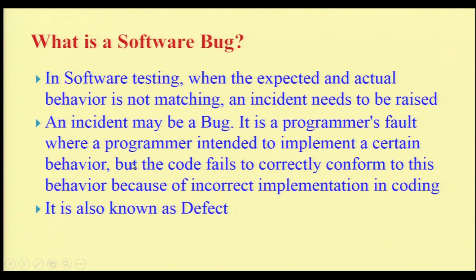What is a software bug? In software testing, when the expected and actual behavior is not matching, an incident needs to be raised. An incident may be a bug. A bug can be a defect. It is a programmer's fault where a programmer intended to implement a certain behavior, but the code fails to correctly conform to this behavior because of incorrect implementation in coding. A bug is also called a defect.